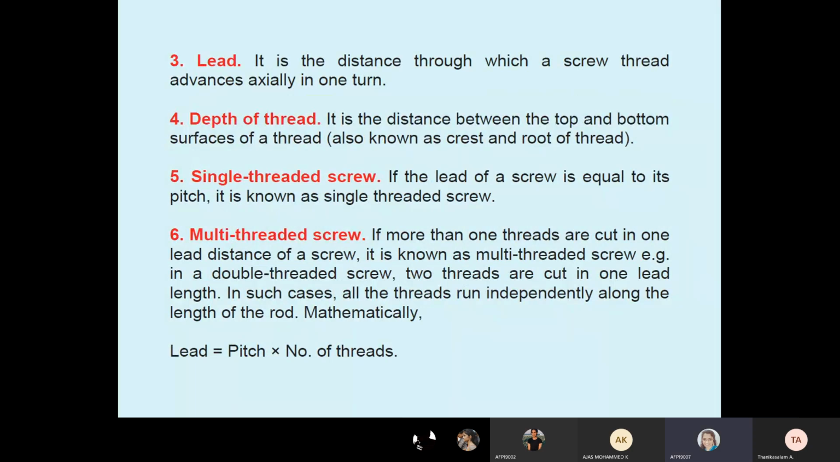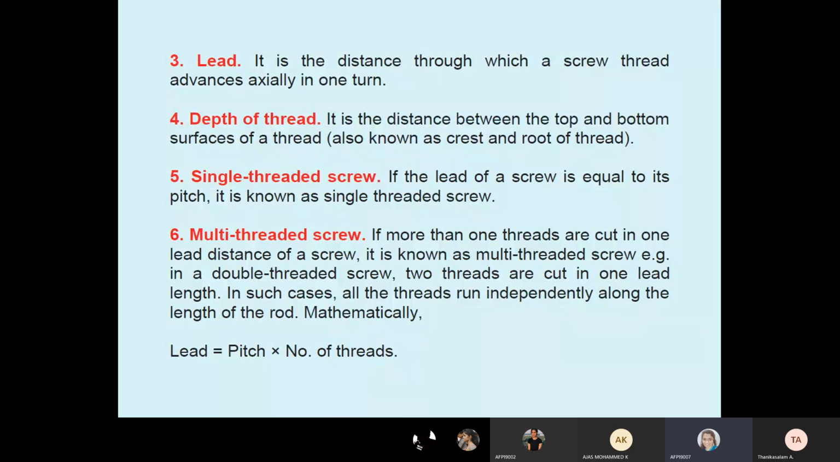Lead: it is the distance through which a screw thread advances axially in one turn. Depth of thread: it is the distance between the top and bottom surfaces of a thread, also known as crest and root of thread. Single threaded screw: if the lead of a screw is equal to its pitch, it is known as a single threaded screw.